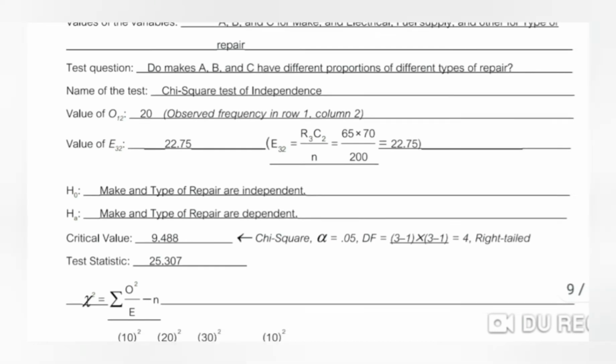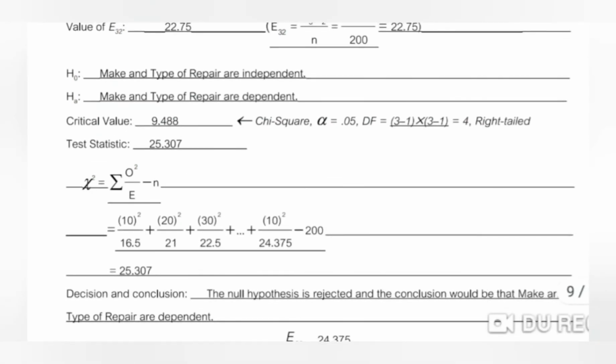So now you get the test statistic. Now you know how to decide. If you decide to reject H0, you write HA: the two variables are dependent. If you cannot reject, you can write not dependent, or independent. Here, the test statistic, 25, is a lot more than the critical value, 9.488. Therefore, you reject H0 and write like this: make and type of repair are dependent. This is HA.